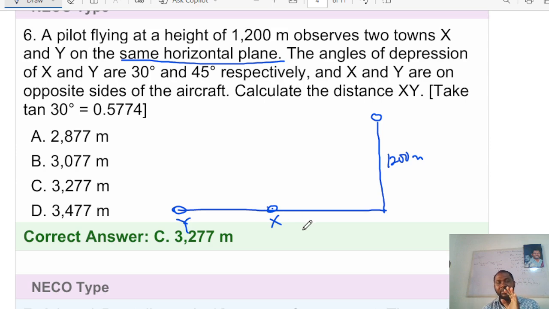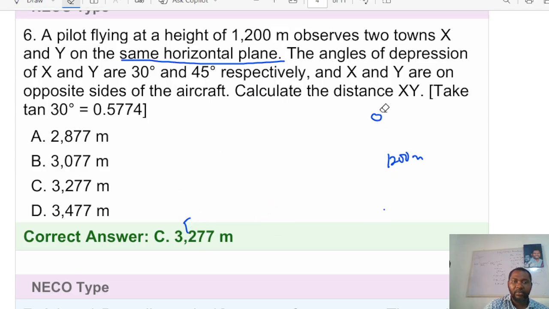Okay, now I'm going to say something here. I thought it was obvious that here is X and here is Y, but this is not right. The rest of the statement says X and Y are on opposite sides of the aircraft. Okay, so I would have to clean this. X and Y are on opposite sides of the aircraft. Opposite sides means they are not on the same side. So this is 1,200 meters, the height of the aircraft above the ground.